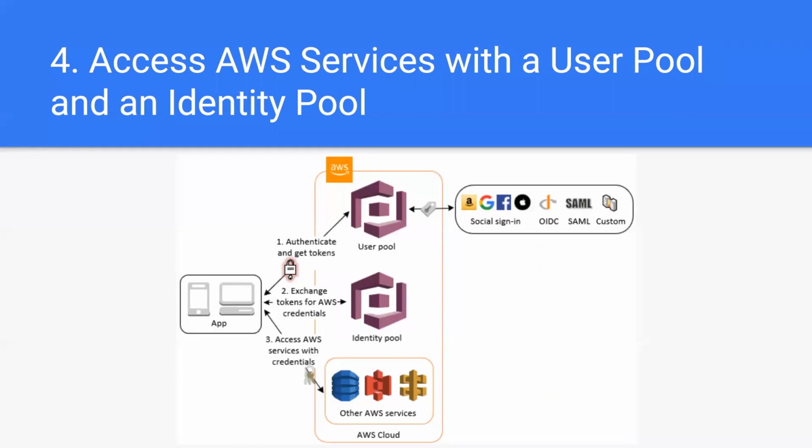The next one is accessing AWS services with a user pool and identity pool. After successful user pool authentication, your app will receive user pool tokens from Amazon Cognito. You can exchange them for temporary access to other AWS services with an identity pool. That's all about it.